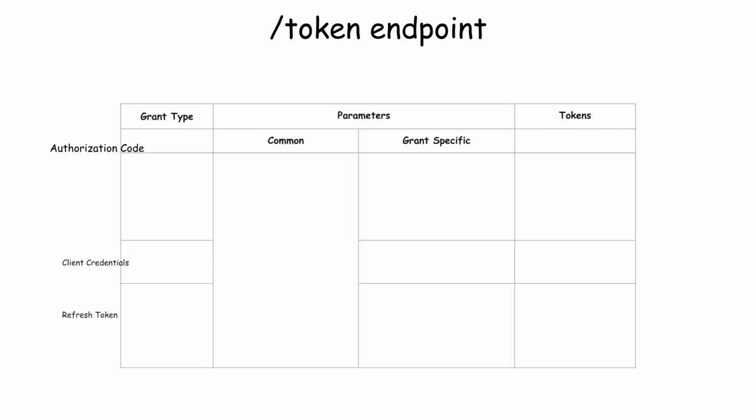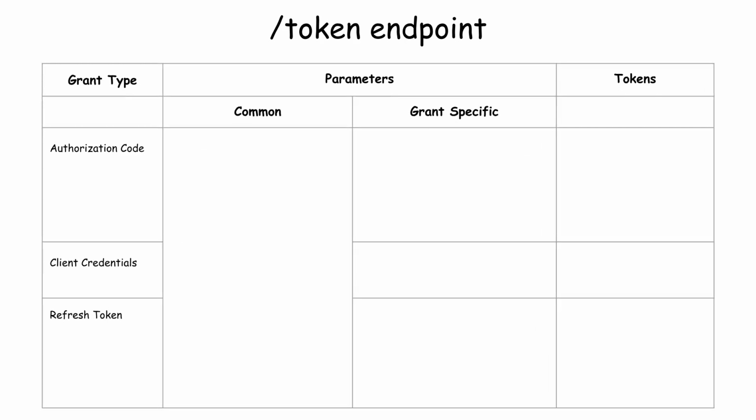Following the user's consent at the /authorize endpoint, our application now has a temporary authorization_code. The next critical step is to exchange that code for real, usable tokens. This exchange happens securely at the /token endpoint. Unlike the /authorize endpoint, this is a back-channel communication. It happens directly between your application server and the authorization server, hidden from the user's browser. As you can see in the table, the request your server makes depends on the grant type.